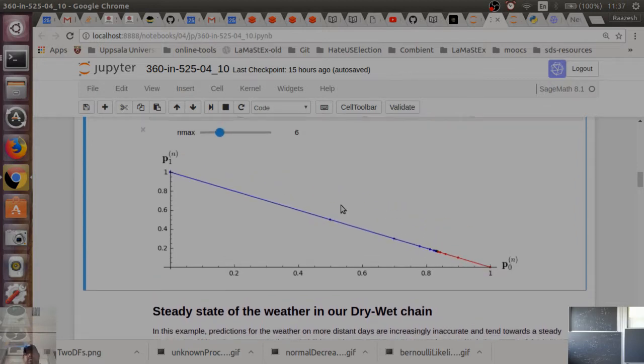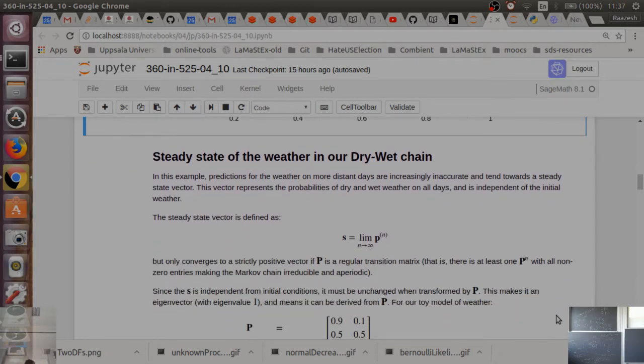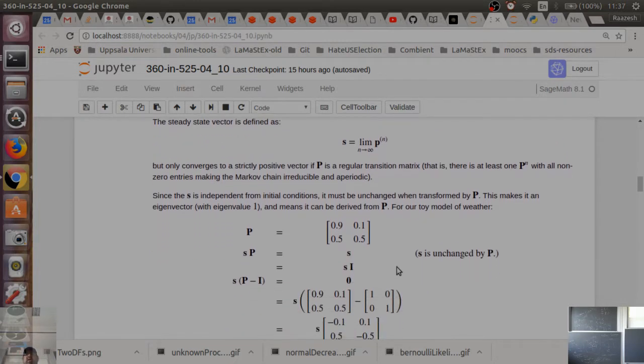So then if we keep increasing it, it's not going to budge. It's just going to be sitting right on top of the black dot. That's called the steady state of the weather in a dry-wet chain, right? So the steady state is bold S, and it's defined as the limit as n approaches infinity of the nth day's state probability vector. That's all this is.